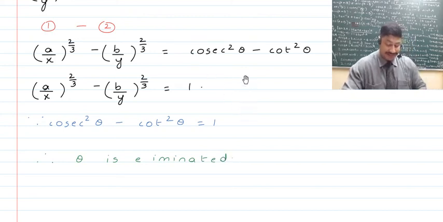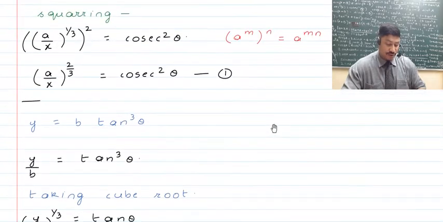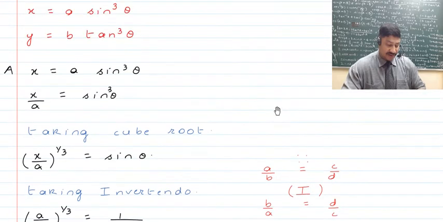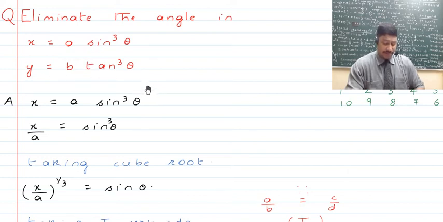Now children, quickly discussing the question with you once more, so that if there is any doubt whatsoever, all of that gets removed. In the question children, we've been given that we have to eliminate the angle in x is equal to a sine cube theta, y is equal to b tan cube theta. Right, so here what we do is we can now bring the first equation's a to the denominator of the left hand side, thus transposing this we will get sine cube theta on one side, which in times to come is going to become handy.